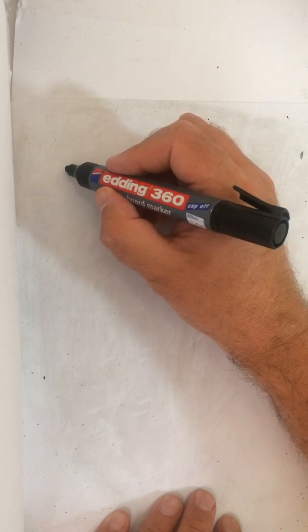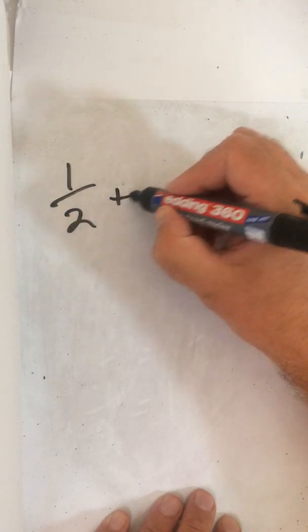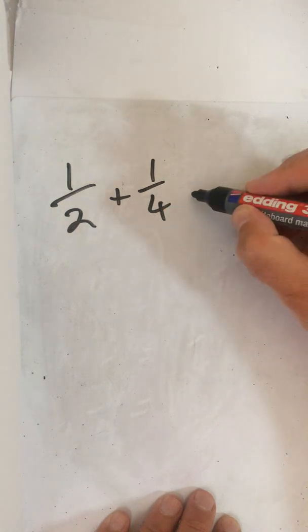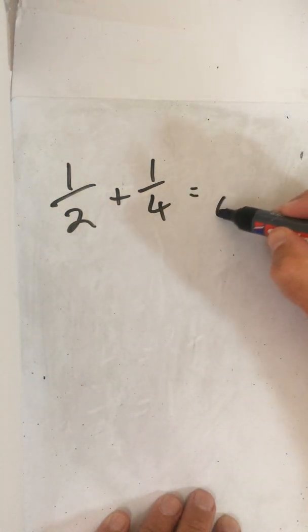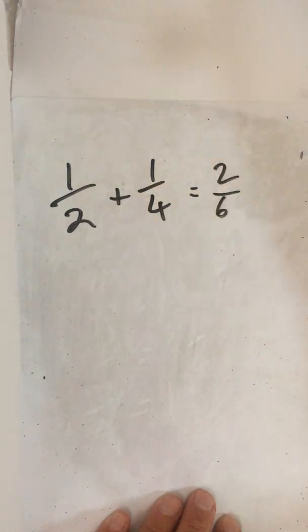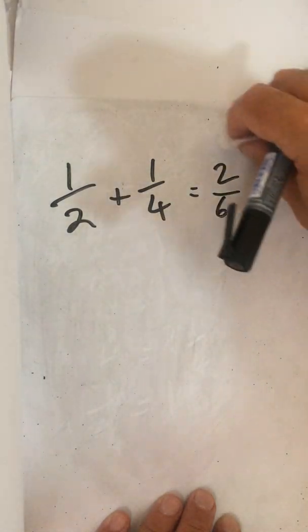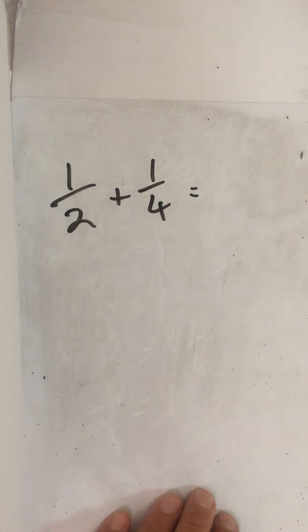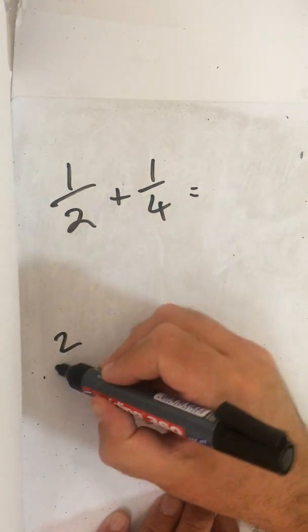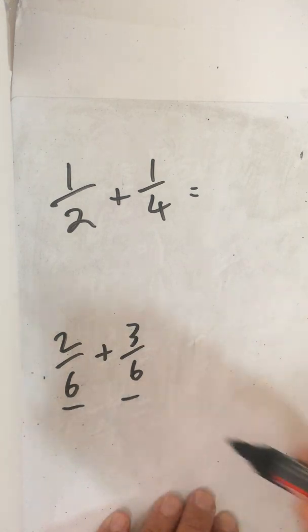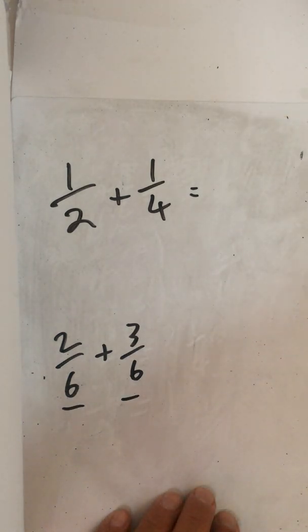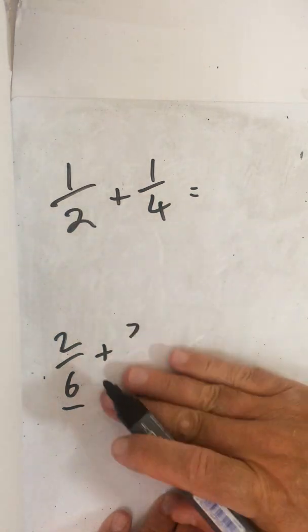let's go with 1/2 plus 1/4. Now I can't just do, well, 2 plus 4 is 6 and 1 plus 1 is 2. No, I cannot do that. Okay, so what I have to do, as we found earlier when we had 2 sixths plus 3 sixths, that was easy because the denominators are the same. So we have to now make these denominators the same.